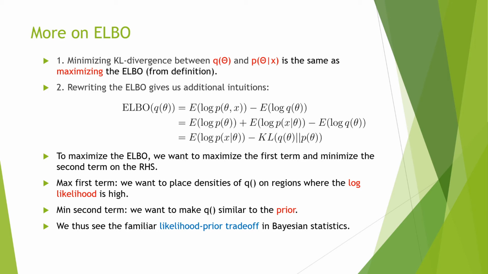Since the expectation is taken over Q, we can only optimize the first term if we place some density or mass of Q on regions where the log likelihood is high. The second term is even more straightforward. It says that we should make Q as similar to the prior of the latent variables as possible if we want to minimize the second term. Bingo! We thus see the familiar likelihood-prior trade-off in some Bayesian posterior estimators, and it's not surprising to get a similar result even if we are not doing the exact calculation.